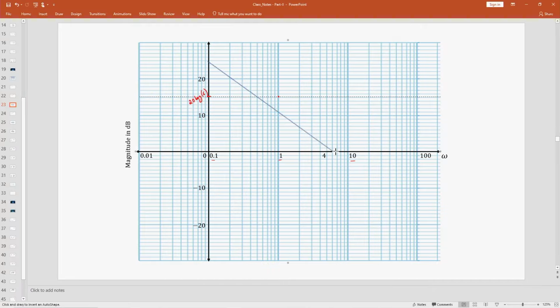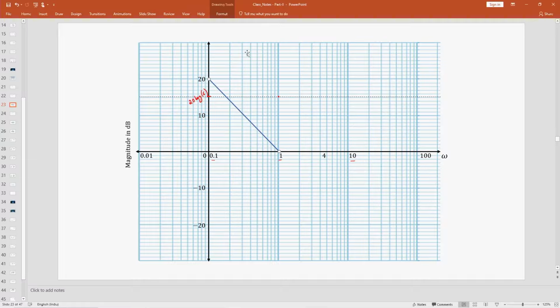Let me try to draw the line. So, this is at 20, right. At omega equal to 0.1 it is at 20. A minus 20 dB per decade line will be like this. This will be the slope, because after 1 decade there will be a minus 20 dB drop. At omega equal to 0.1 it is 20 dB, so at omega equal to 1 there should be 20 minus 20, 0 dB. So, this is the minus 20 dB per decade line.